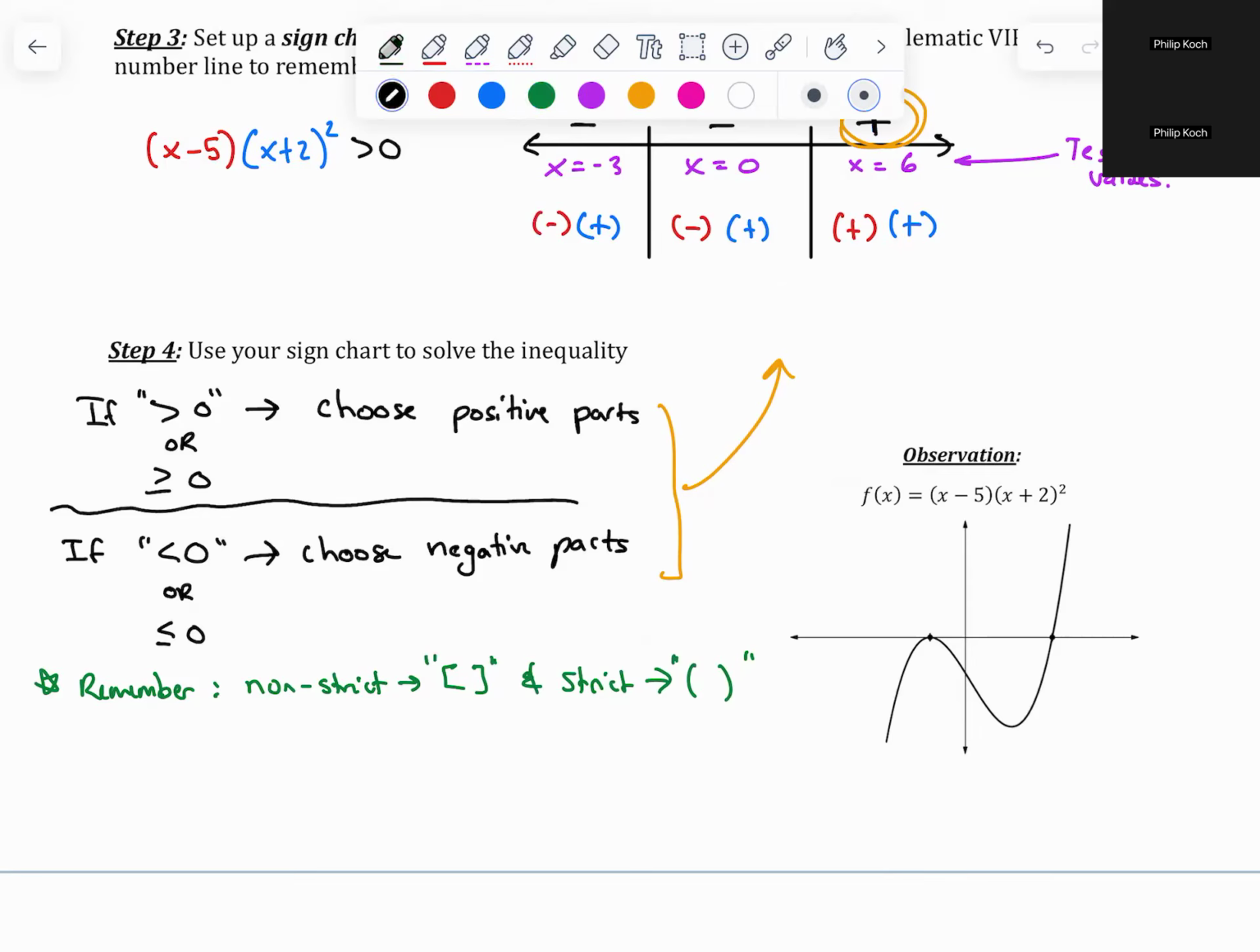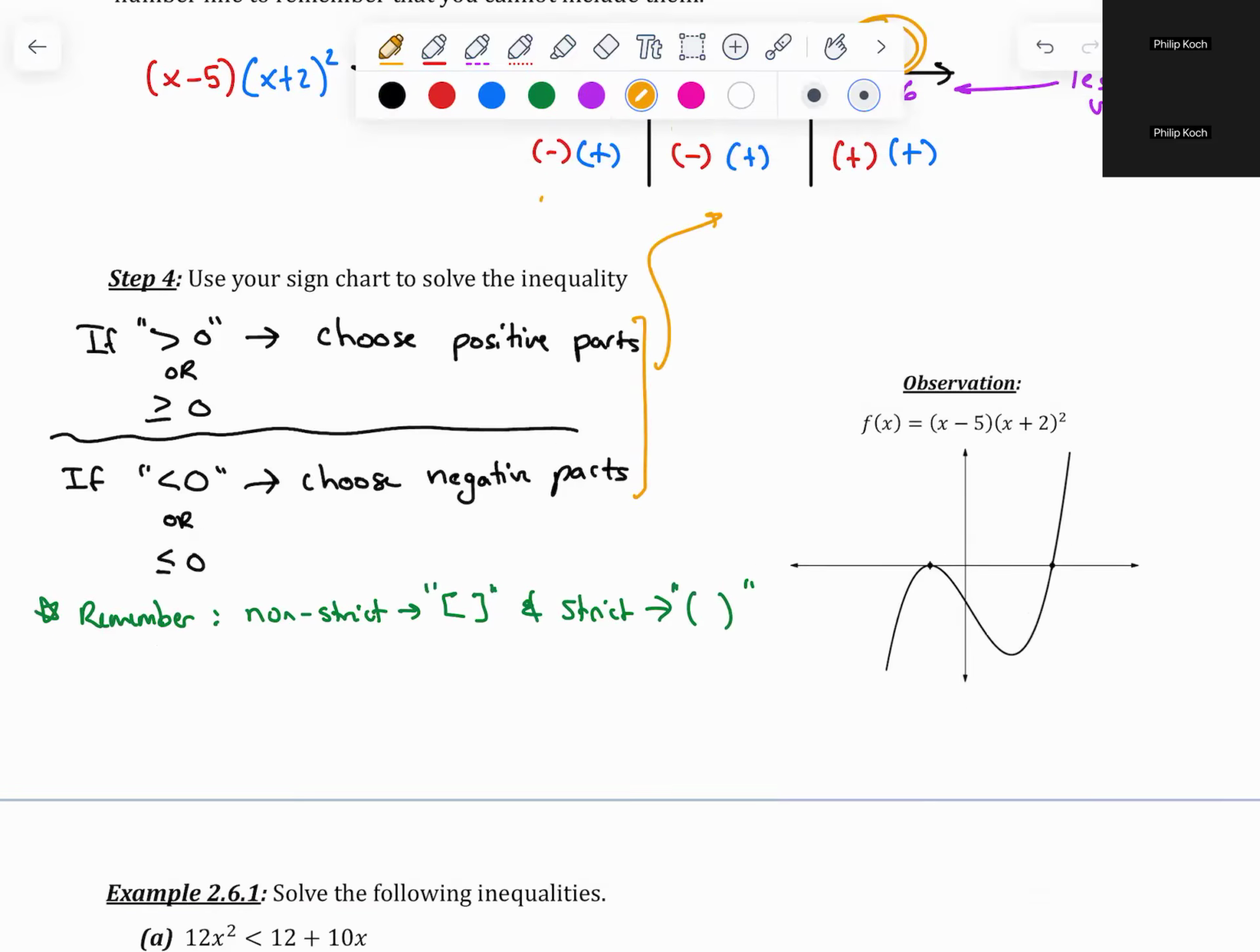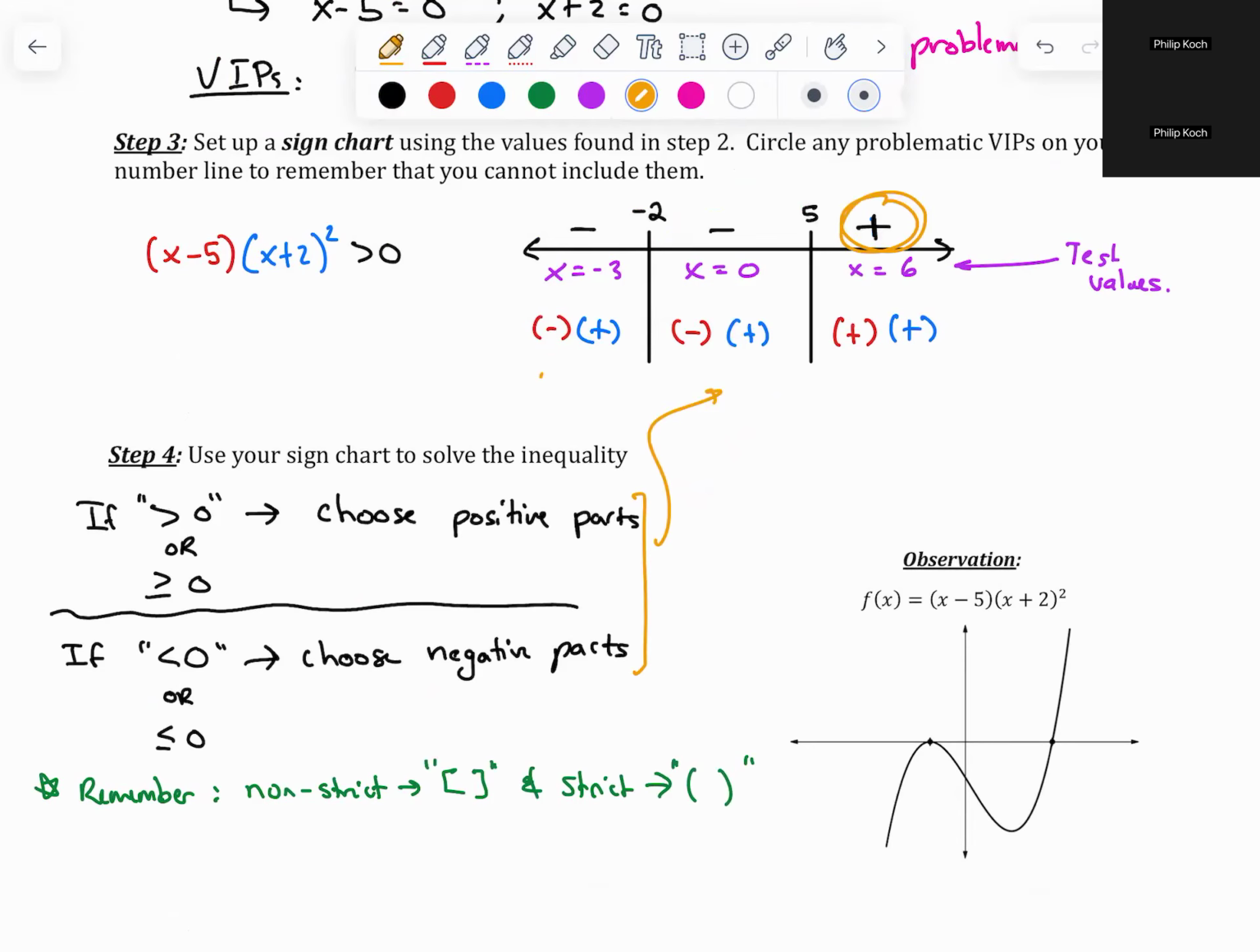So I'm going to actually erase this and make it a little bit more clear. So the answer will just be parenthesis 5 to positive infinity. That's the answer.